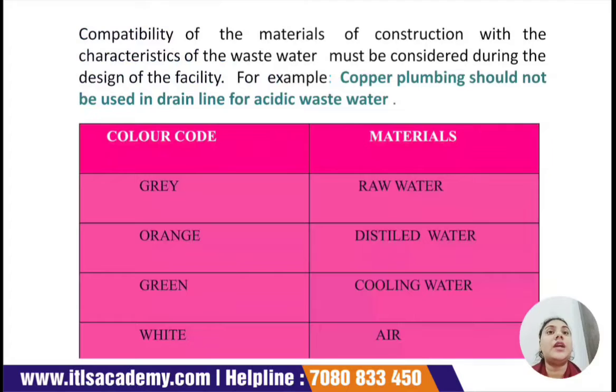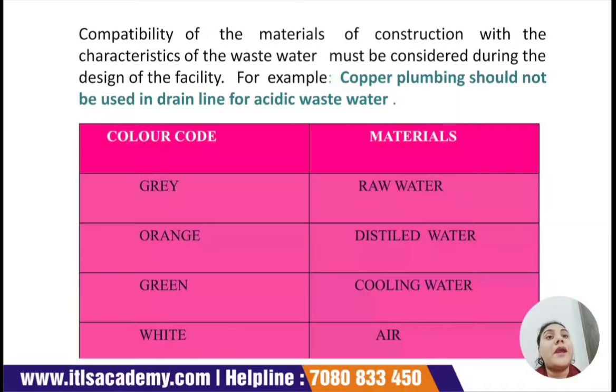Now, moving to the capability of the material of construction: the characteristics of the wastewater must be considered during the design of the facilities. For example, copper plumbing should not be used in a drain line for acidic wastewater.